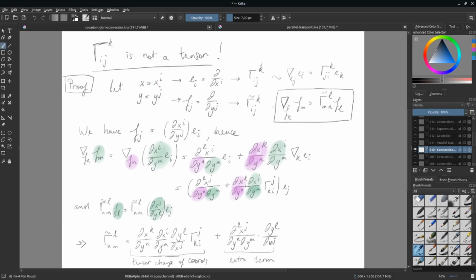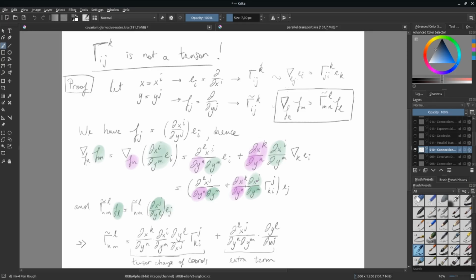Because we can convert from one coordinate system to the other by simply multiplying by the Jacobian matrix, the partial derivative of x^i by y^j, we can convert this expression back into the old coordinate system. And if we do this, we have a few cranks to turn.